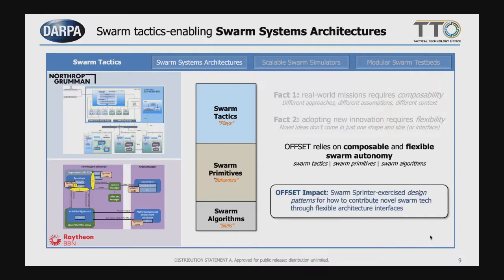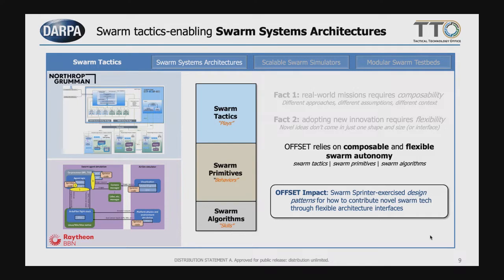And so the program itself, the offset program, was structured in a way that would allow for, I'll call them, third-party developers to come in. We call them our swarm sprinters. The general idea is that the way I designed the program was to facilitate, nearly every 6 months, soliciting through a new BAA new technology injects.